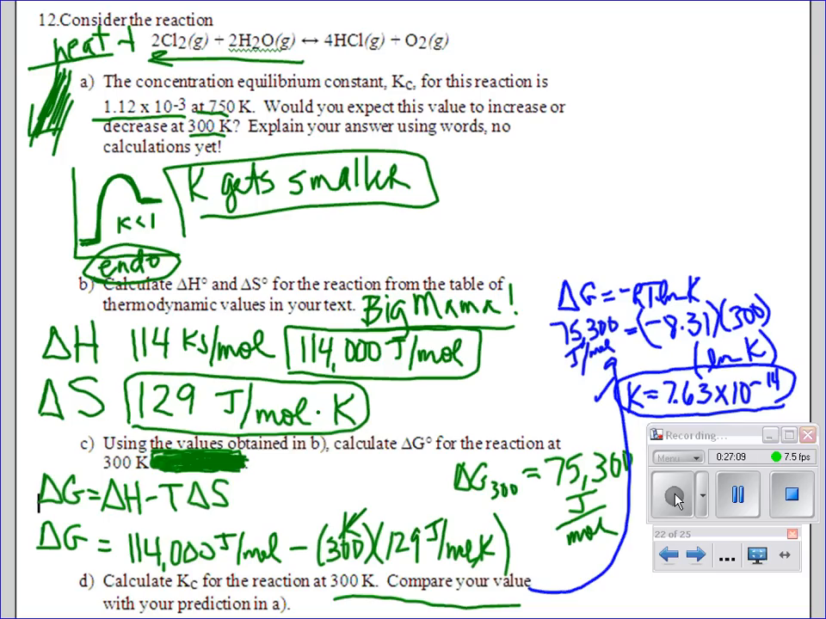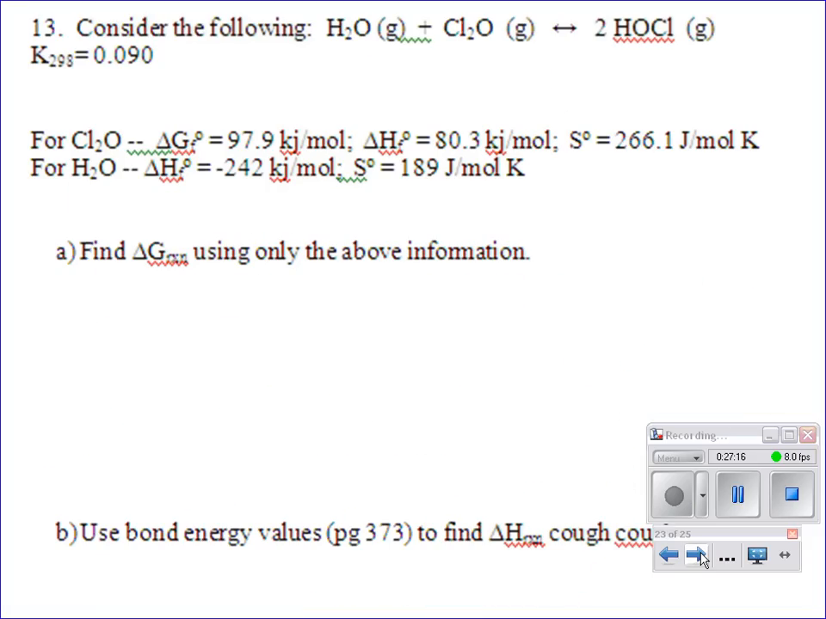All right, last problem of the unit. I know you're sad. All right. Consider the following. Got an equation and they give you K. Using only the above information, find delta G.